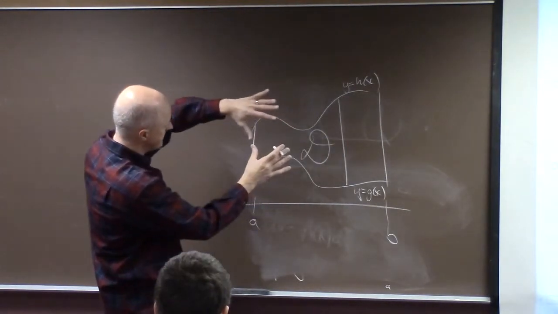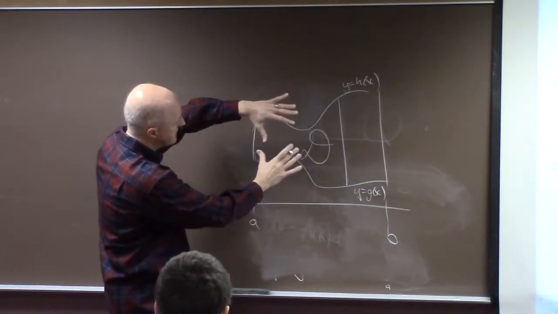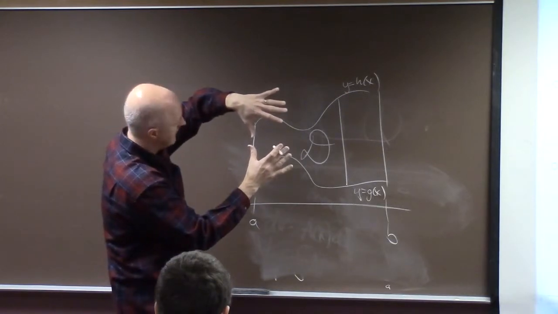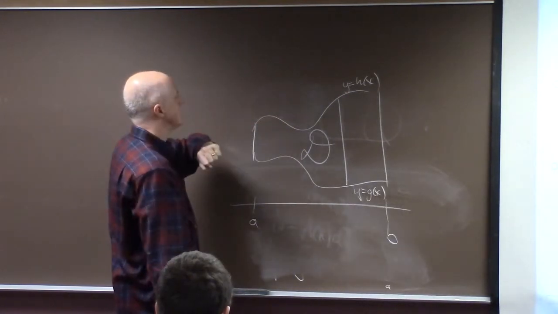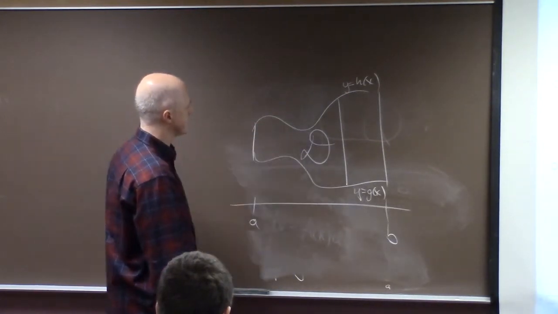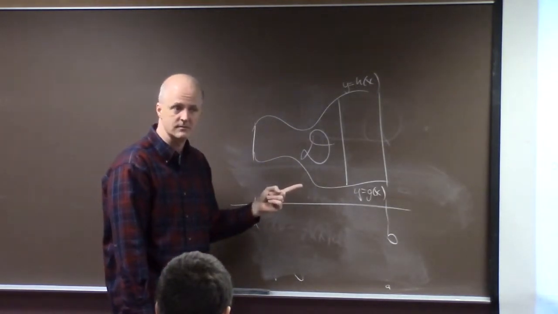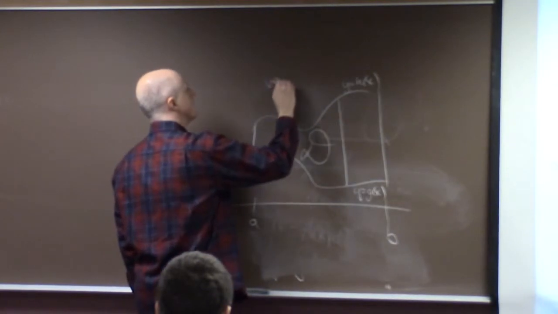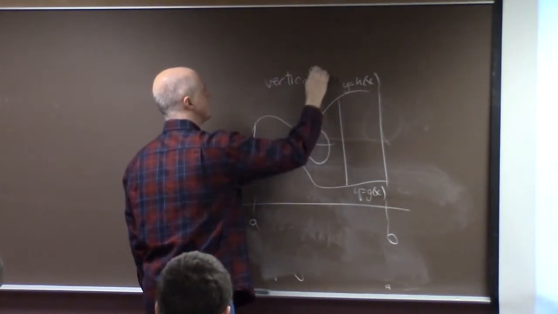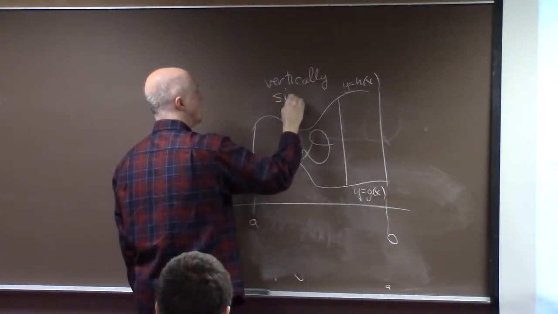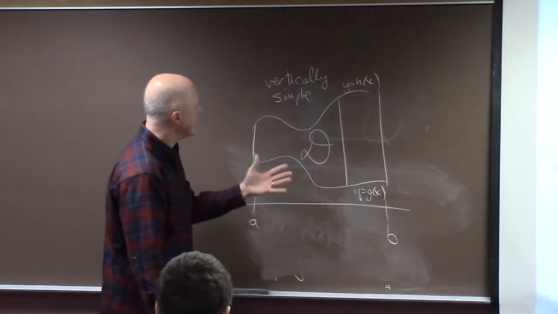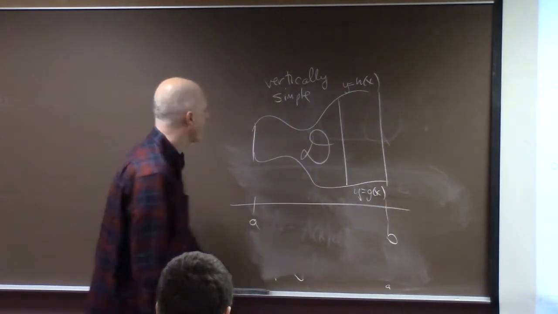So in terms of the graph of the function, the graph would be in front of the board and sideways. You're integrating over this region. This region is vertically simple, but not horizontally simple. Vertically simple. It's the region between two functions of x.